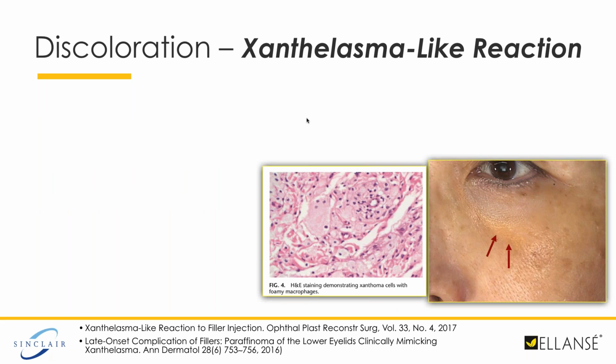Many users have tried to place products superficially in the tear trough junction to correct the tear trough and to treat fine wrinkles of the face. However, in the periorbital region, Ellanse is not only contraindicated, but discolored lesions may occur.